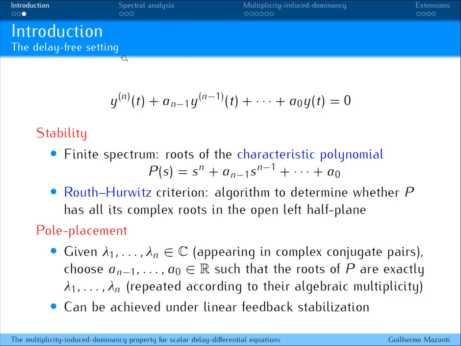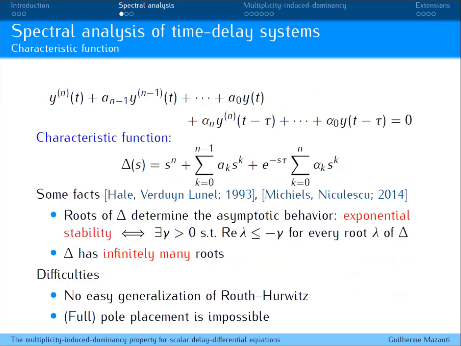but the situation is much harder when we have delays. So what happens when you have delays? When we have delays, I have this equation here that I'm considering, and its characteristic function is now given by this. So it's a polynomial here, which comes from this part of the equation. And here I also have a polynomial, but because of the delay, this polynomial is multiplied by this exponential of minus s tau here.